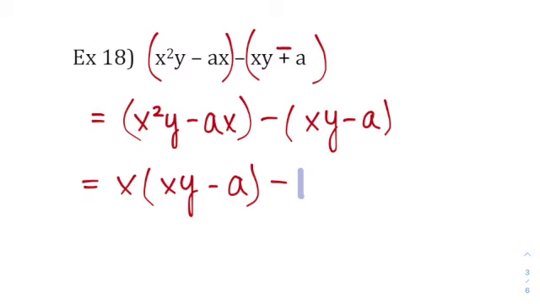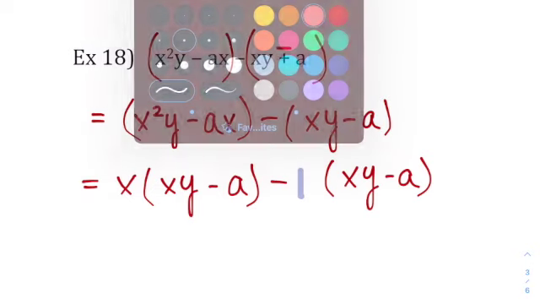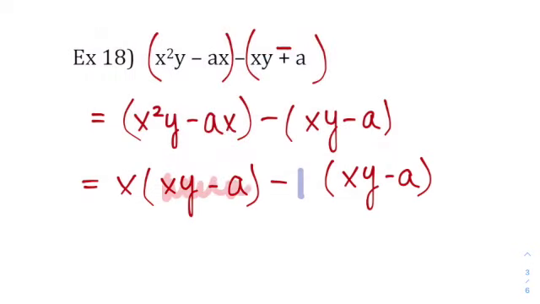Because 1 times xy is still okay. 1 times a, negative a is still okay. So that 1 is in the front. So that's going to be xy minus a. Now you should notice that they have xy minus a, xy minus a, the same.